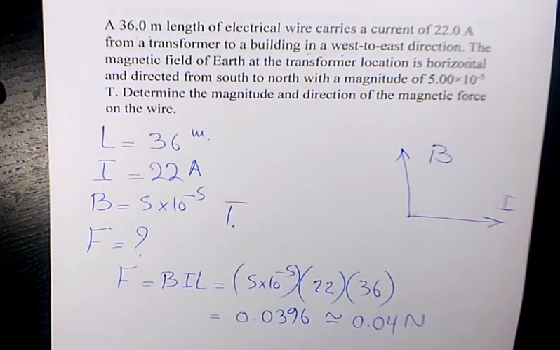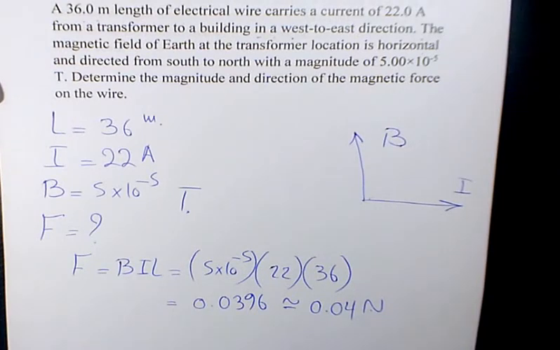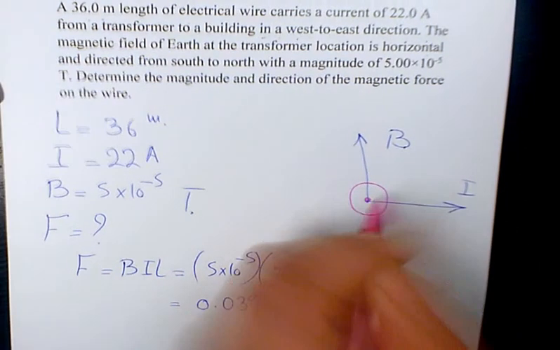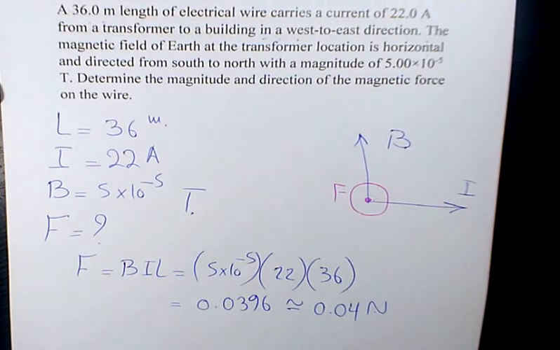How to find out the direction of the magnetic force? We need to use the right hand rule. Thumb is going right, 4 fingers going up. So the palm of the right hand is coming out of the page. So that's the direction of the magnetic force.